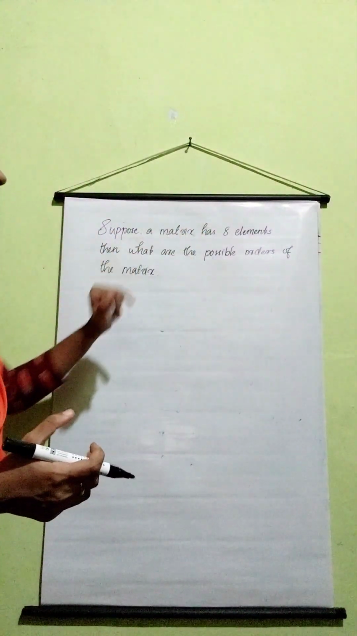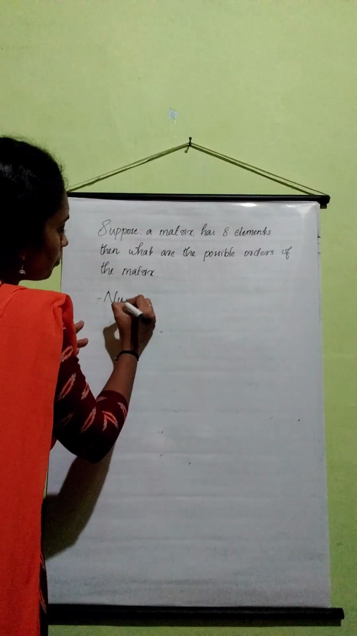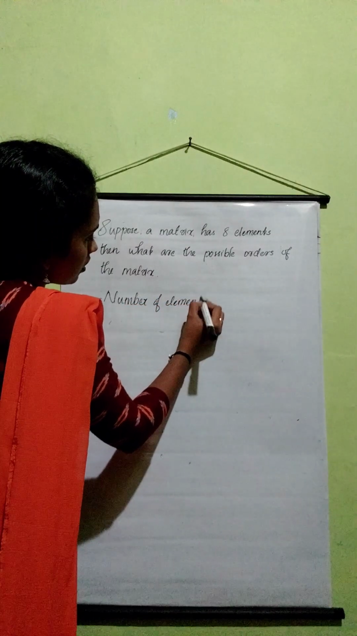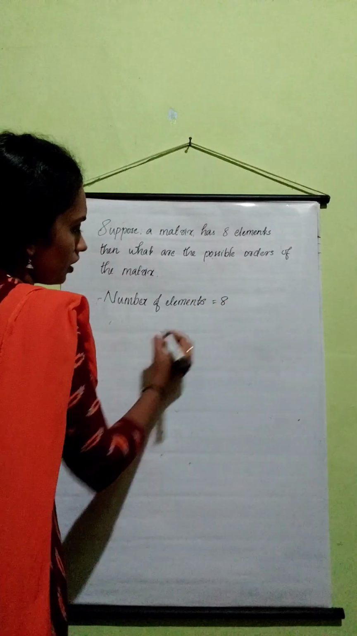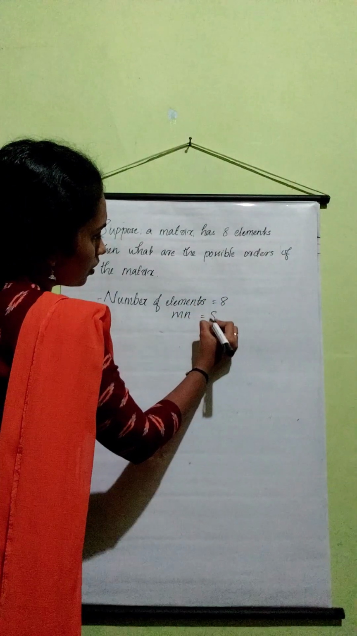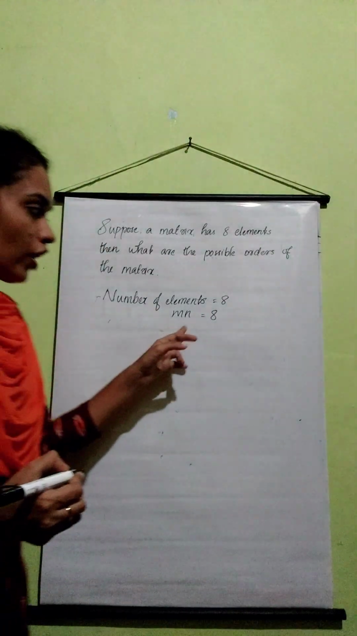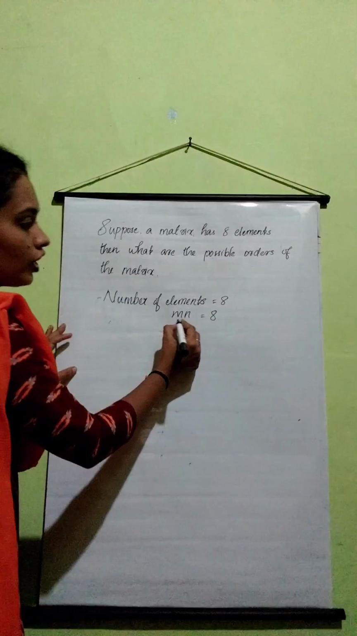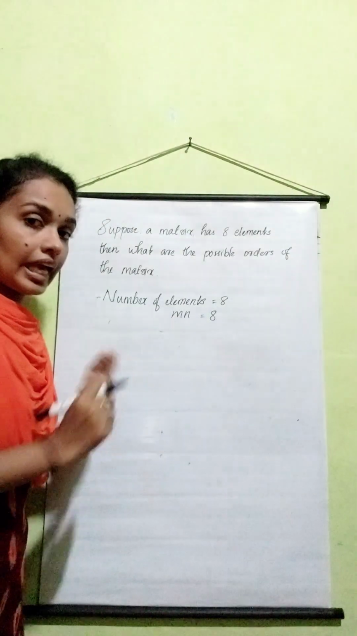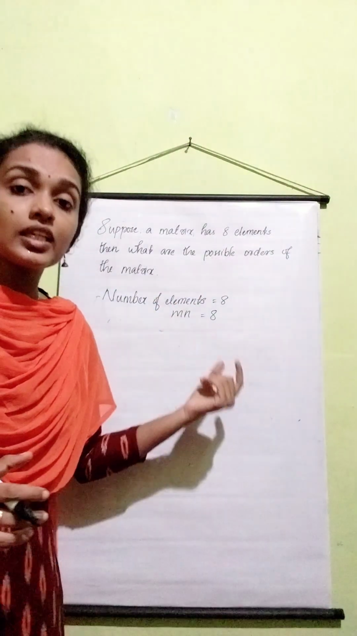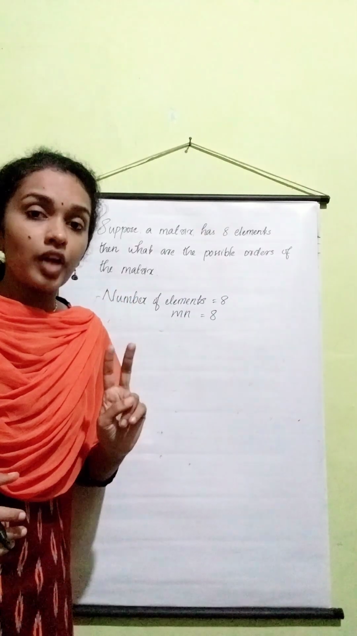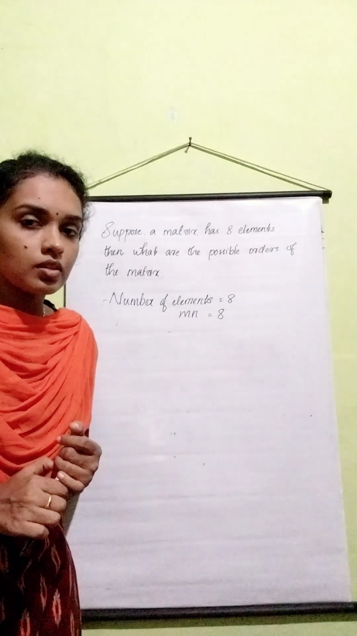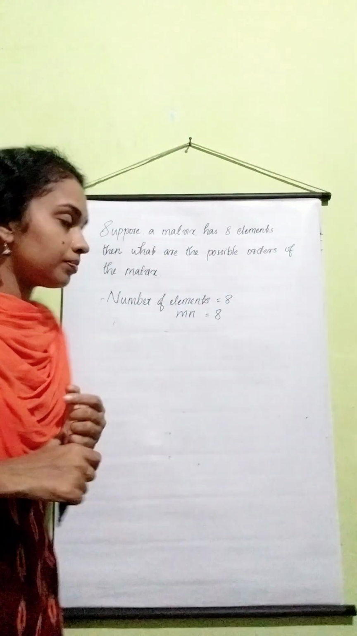So, here we have given that the number of elements is equal to 8, that is mn equal to 8. So, if mn is equal to 8 and the order of matrix is m by n, that means we have to find possible m and n whose product is 8. We have to find two numbers whose product is 8. What are the possible pairs of numbers whose product become 8?